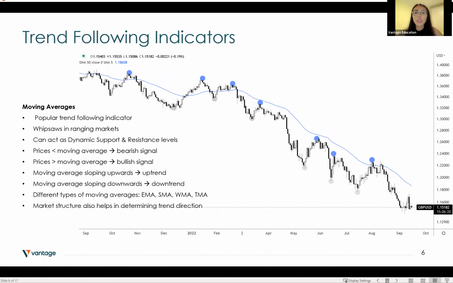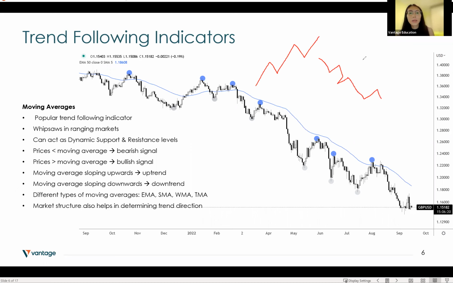for trending markets in general, you can look at market structure. When prices are forming a bullish market structure, as you can see here, where prices are basically forming higher lows and higher highs, this would be an uptrend. In a bearish market structure, however, this would be a downtrend.